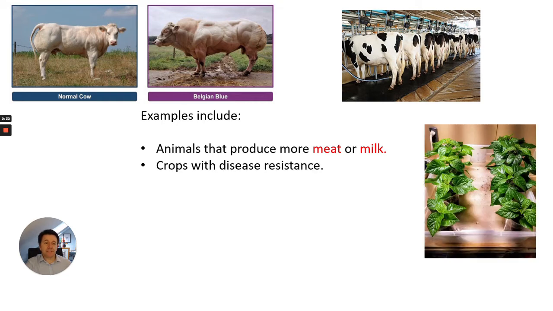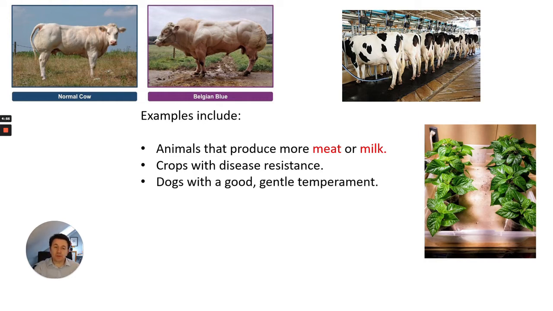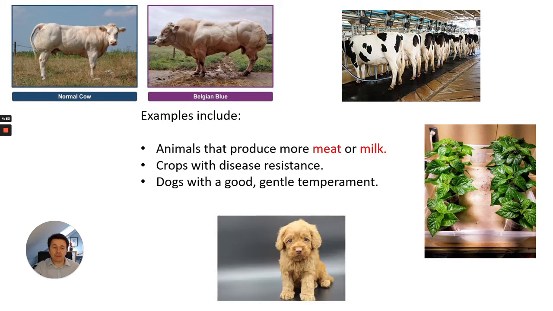Crops with disease resistance, so again you would look at those plants that were healthy and therefore had some form of resistance to disease or insect pests, and then you would breed from those going forward. You might also want to produce dogs with a good gentle temperament. For example, here is a cockapoo. This is a cross between a cocker spaniel and a poodle, and it's a very popular pet for many people due to its behaviour.